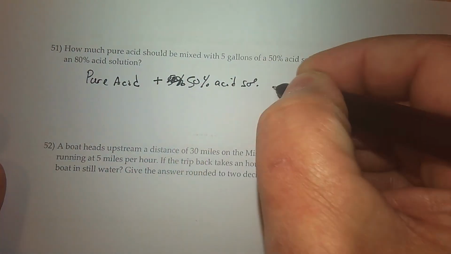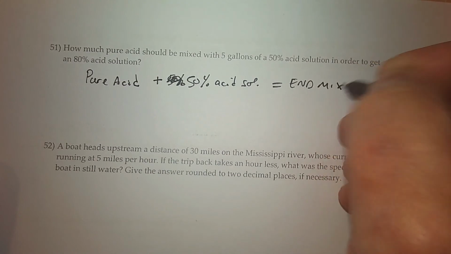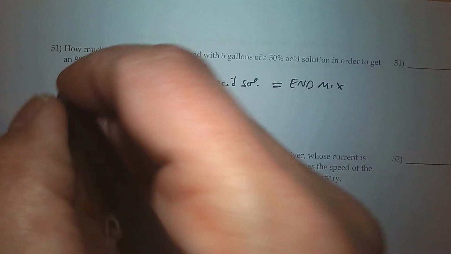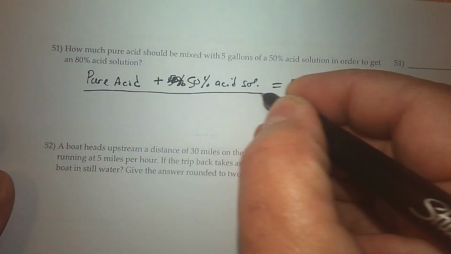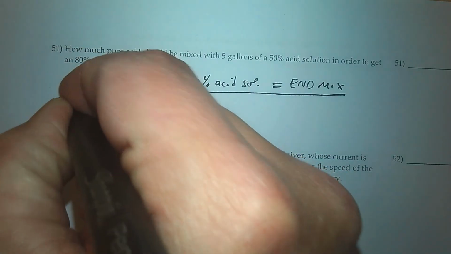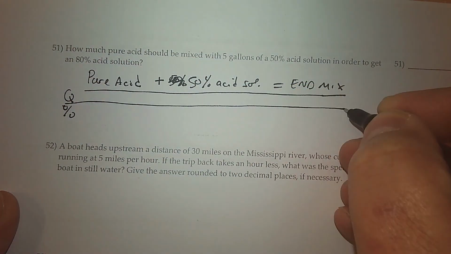And then what's our end mix, yes? After mixing those together, there are 2 things I care about. One is the quantity, and the other is the percent of acid. And you don't need to change the percent to a decimal.